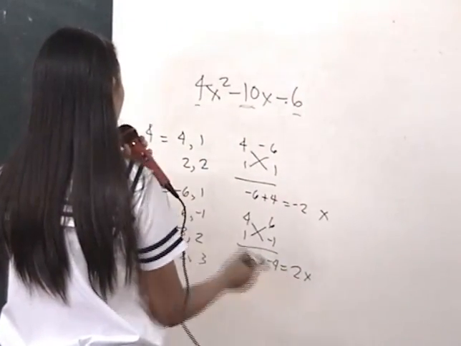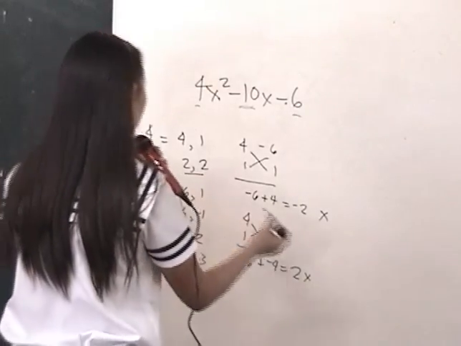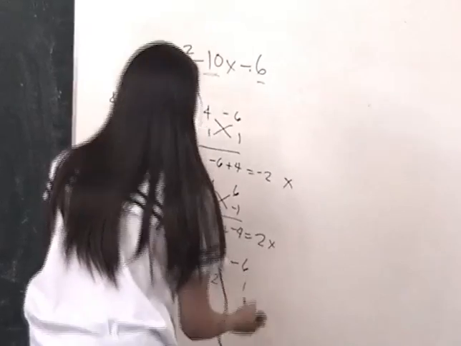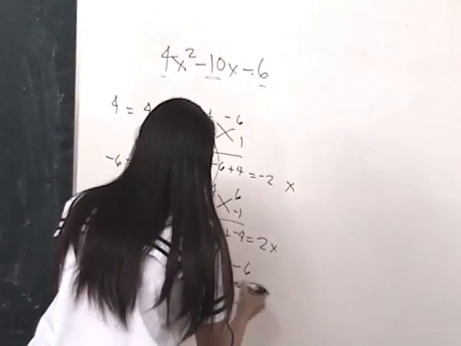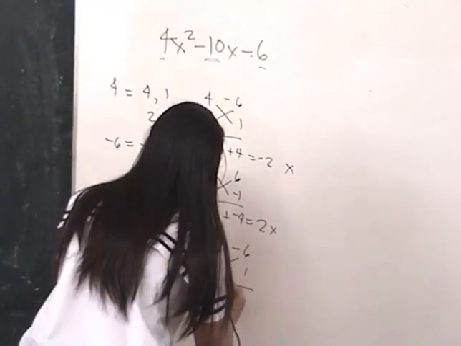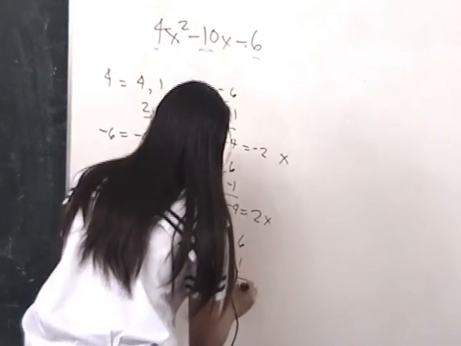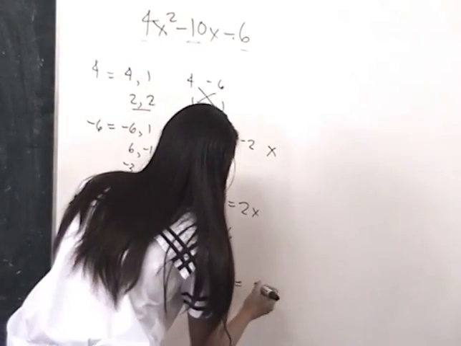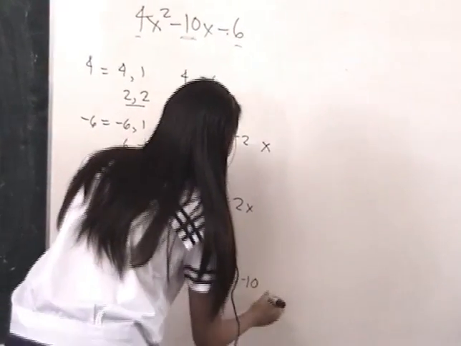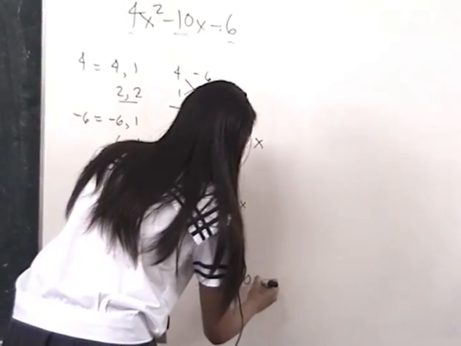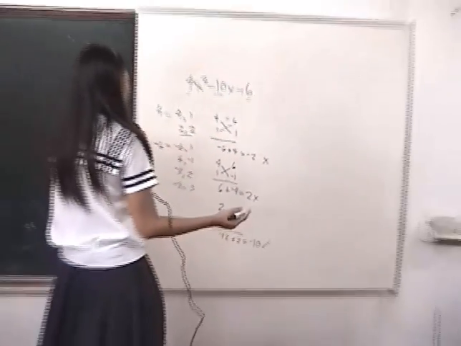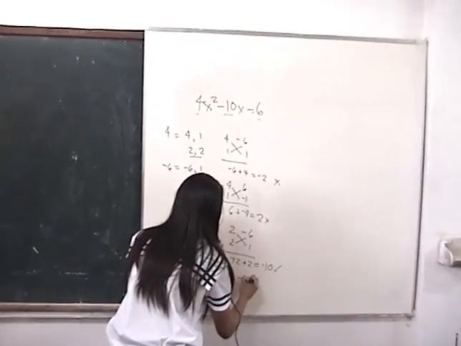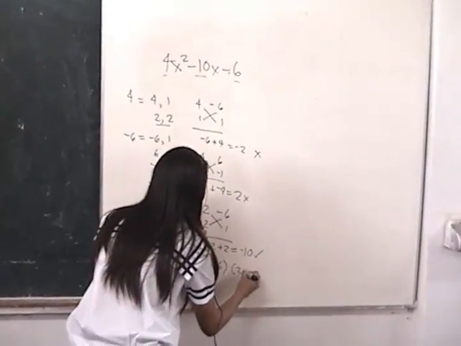Then let us use 2 and 2, and negative 6 and 1. Multiply 2 times negative 6, which is negative 12, and 2 times 1, which is 2. Negative 12 plus 2 is negative 10. So these factors are correct. So the answer is 2x minus 6 and 2x plus 1.